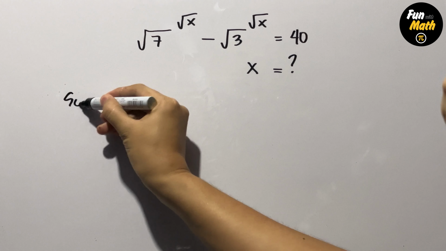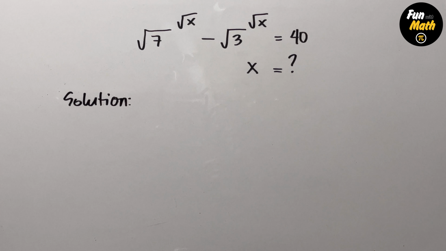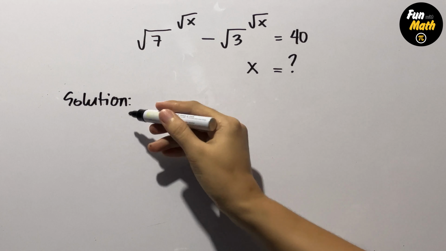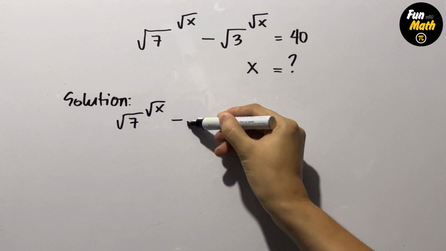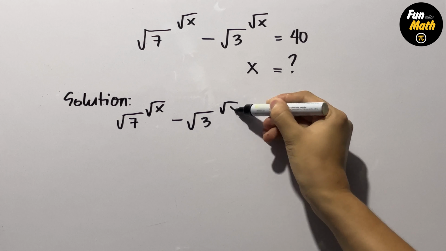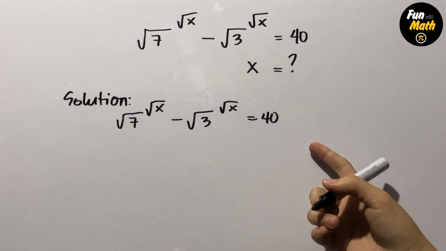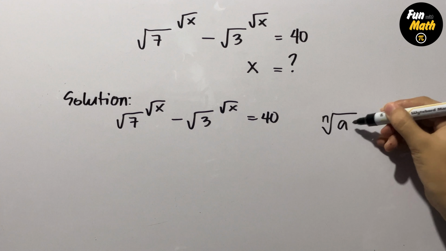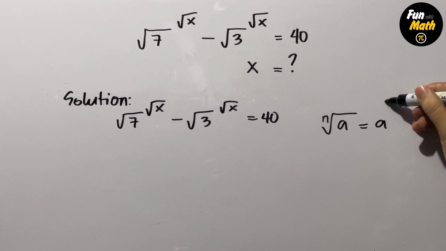So here's the solution. First, let's bring down the given equation. Now for this, let's follow this rule. We have nth root of a is also equal to a to the power of 1 over n.